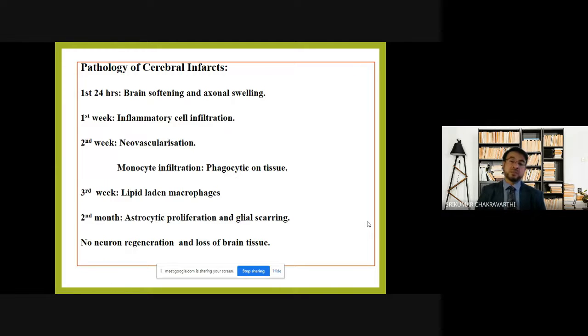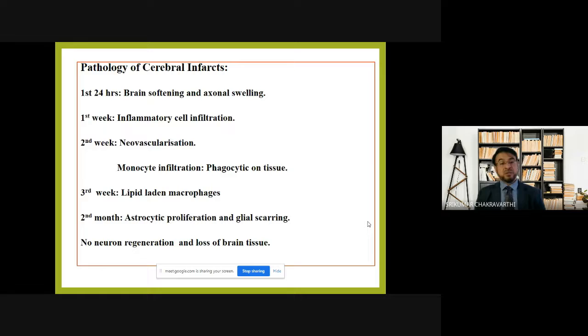When an infarction occurs, when a part of the brain dies, the brain first becomes soft. Within 1 week, there is inflammation. Within the second week, there is neovascularization. If you remember, that is part of healing. Neovascularization, granulation tissue formation, fibroblast formation, monocytes coming in and turning into macrophages and phagocytes. And after the second month, astrocytes start proliferation. Scarring occurs. Scarring is a process of healing, which is why anywhere in the body, when you get a cut, the place leaves a scar. The same thing happens in the brain.